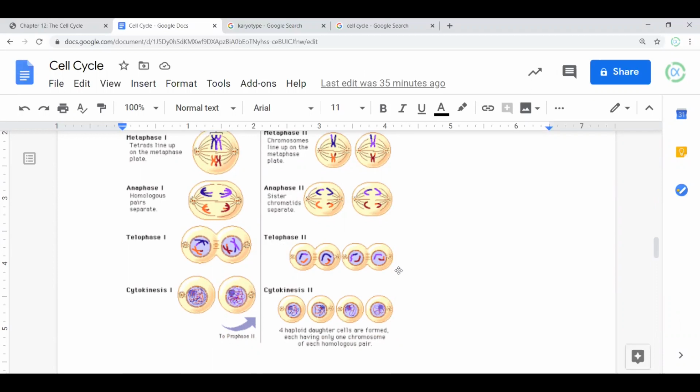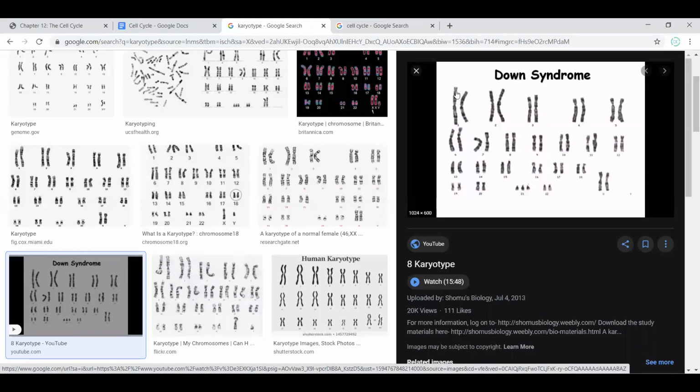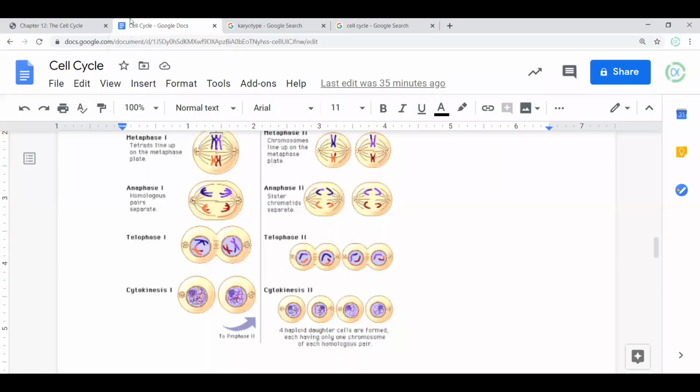So this is a haploid cell. If you remember, we said that when we're looking at our karyotype, haploid cells are the ones that have half the amount of normal chromosomes. So they would have 1 chromosome 1, 1 chromosome 2, 1 chromosome 3, and so on.